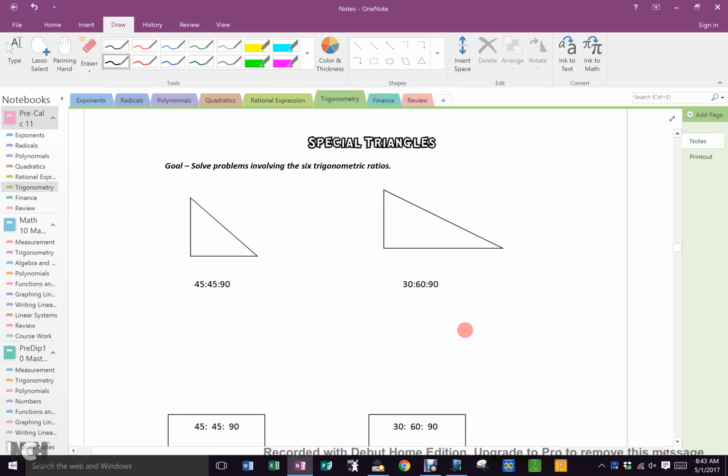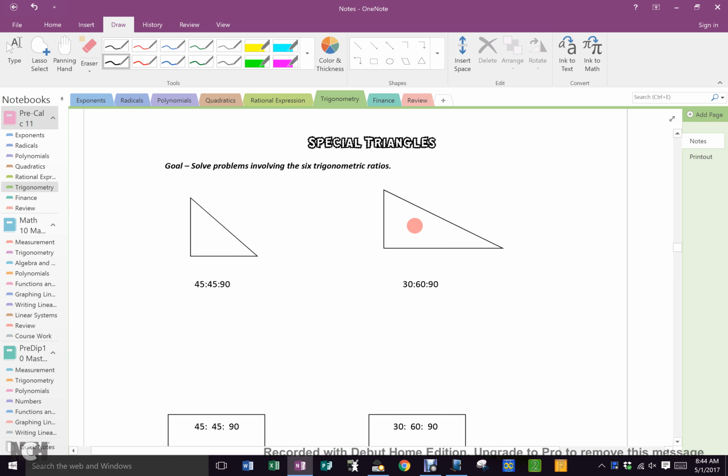All right. Okay. Guys, there are two triangles that automatically work for trig, and we like them. We like them because the numbers work prettily. And these are those two triangles: the 45, 45, 90 isosceles and the 30, 60, 90.